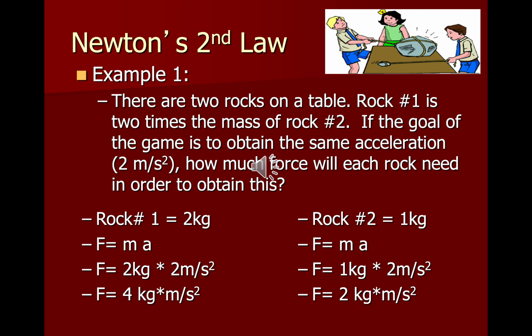Before Billy and Donnie start playing, we can calculate the amount of force that is going to be required from each player to pull their rock and accelerate at 2 meters per second squared. I'm going to do it individually for each rock. We're given the mass for both rocks. Just to make it simple, since rock 1 is twice as big, I chose 2 kilograms as its mass, and rock 2 is 1 kilogram because it's only half the amount. These numbers are arbitrary, and I just picked them. You'd have to be given that information.